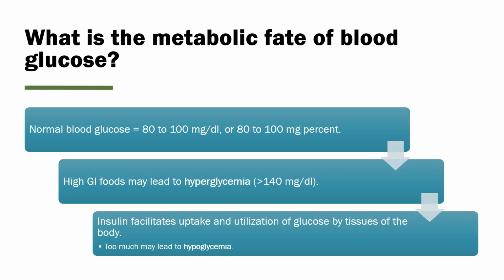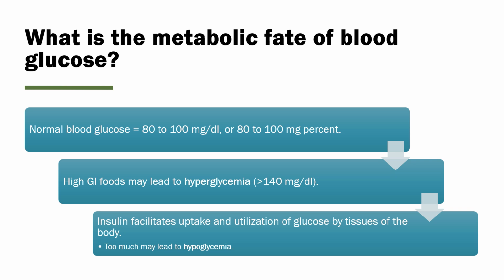The metabolic fate of blood glucose involves its regulation and utilization throughout the body, influenced by factors like dietary intake, insulin secretion, and overall metabolic needs. Normal blood glucose levels typically range between 80 to 100 milligrams per deciliter, or 80 to 100 milligrams percent. Stable levels are crucial for providing energy to cells, especially the brain and the muscles.